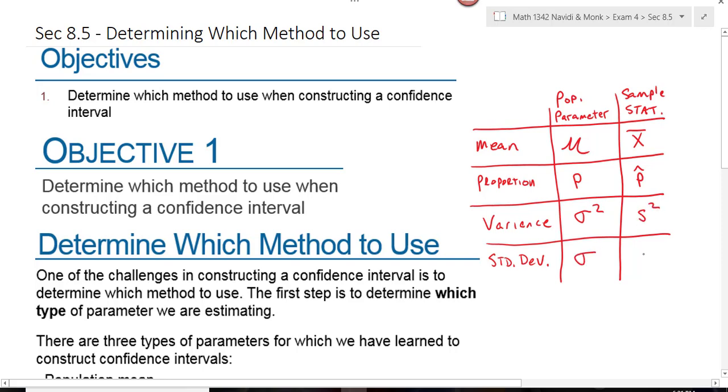Standard deviation is the square root of the variance, so we use sigma and s for the population parameter and sample statistics respectively. It's important that you know this terminology, especially as we get into Chapter 9.